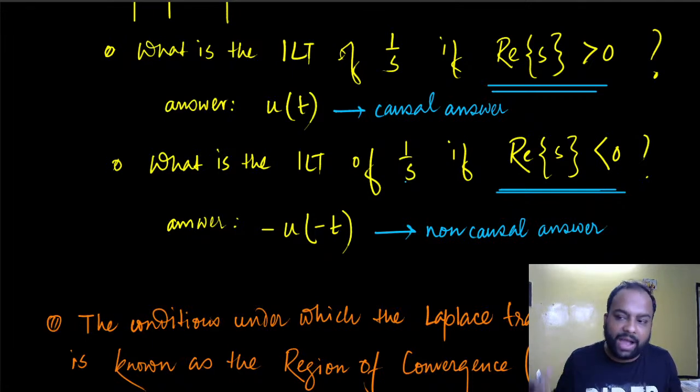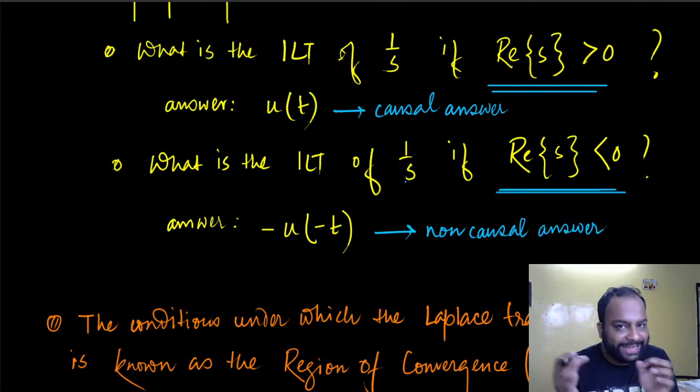If I am only dealing with signals that have a value of 0 before time t equal to 0, that is, when t is negative the value of the signal is 0, then obviously the non-causal answers are by default eliminated. These do not exist in our scope. If we only have causal systems and causal signals, then by the very scope of our course, we are eliminating non-causal signals and non-causal answers.